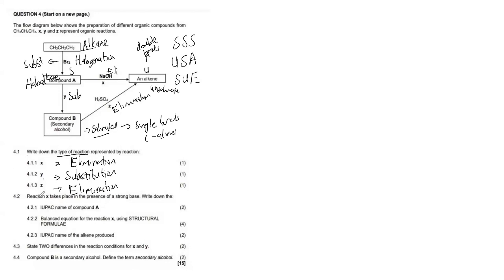Right. Then 4.2, reaction X takes place in the presence of a strong base. Now they say, write down the IUPAC name of compound A. Again, we know that we just have to look for that one structural formula or condensed structural formula in order to know these other compounds. So here we can see that we are given a condensed formula containing 3 carbon atoms. That means each and every compound here must maintain those 3 carbon atoms.